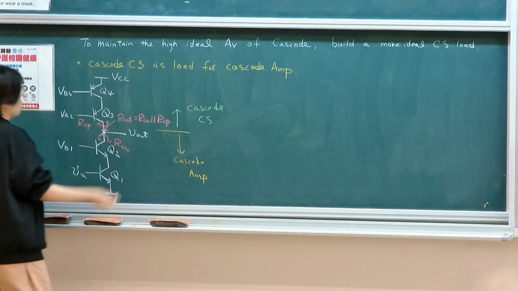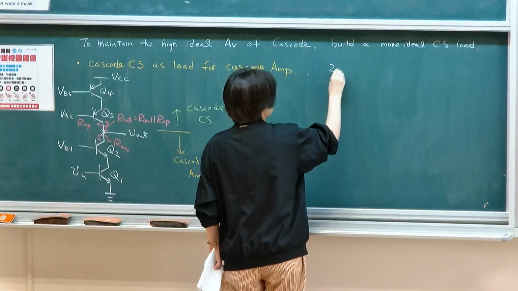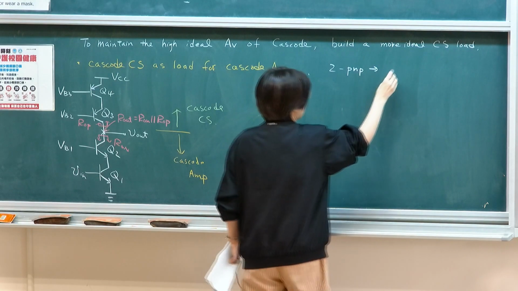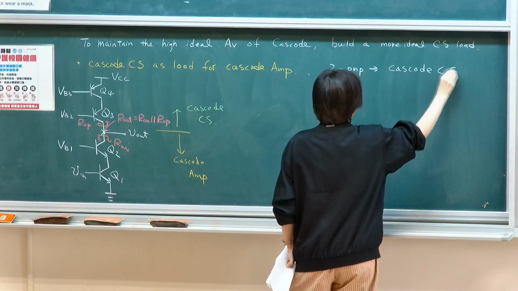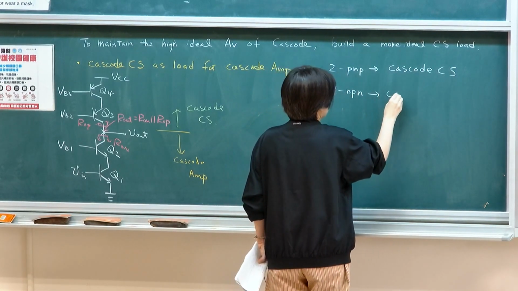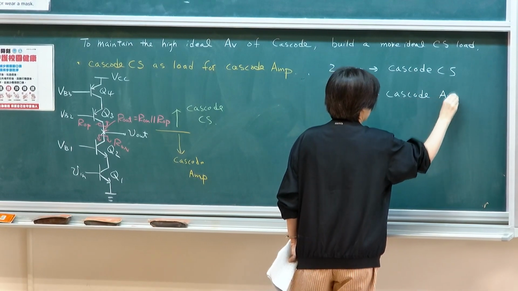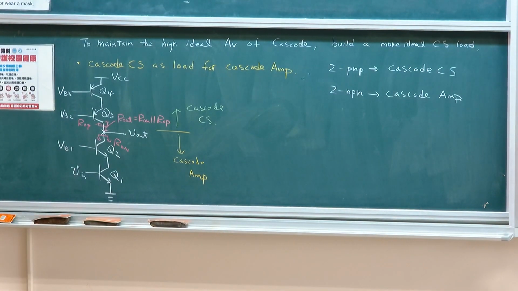Q3, Q4. So you need 2 PNP for cascode current source. You need 2 NPN to construct the cascode amplifier. Okay? Good?